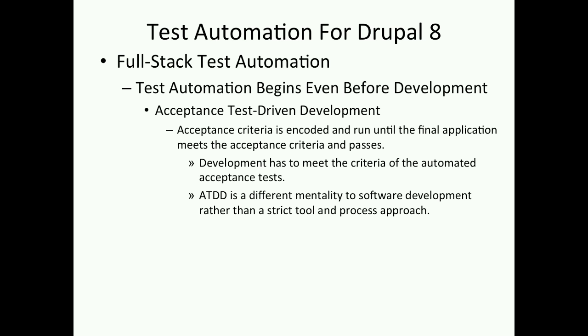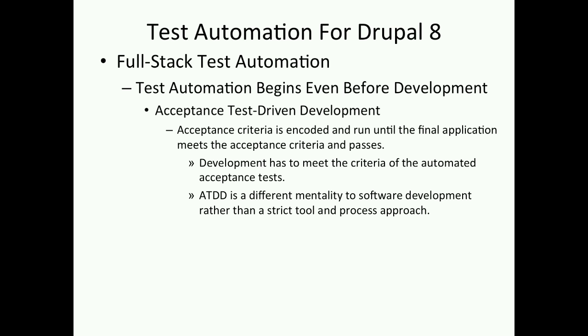And starting off, we have acceptance test-driven development. So the acceptance criteria is put into code in several different kinds of tools. I'll give recommendations later. And it runs until the final application meets the acceptance criteria and passes. So the acceptance test, which traditionally in the waterfall method was saved to the end, is actually run at the beginning, and development has to meet the criteria of the automated tests.